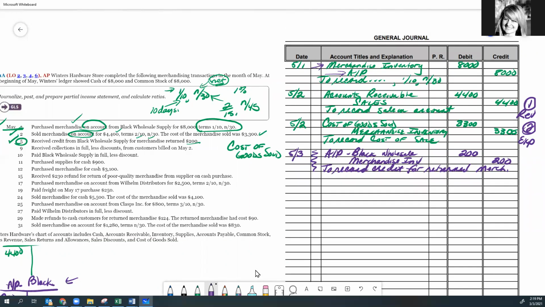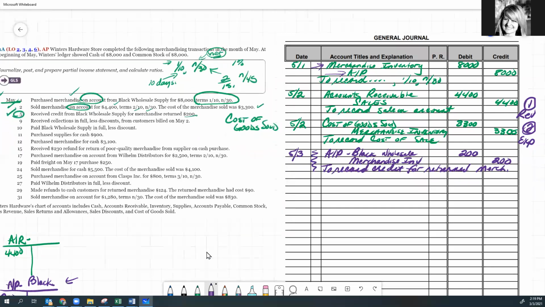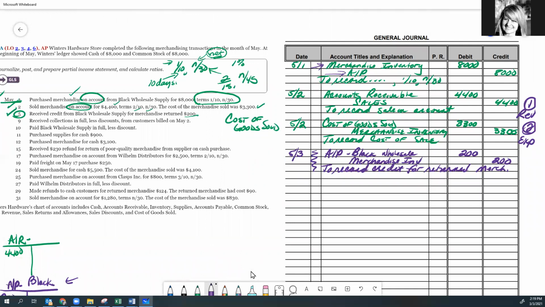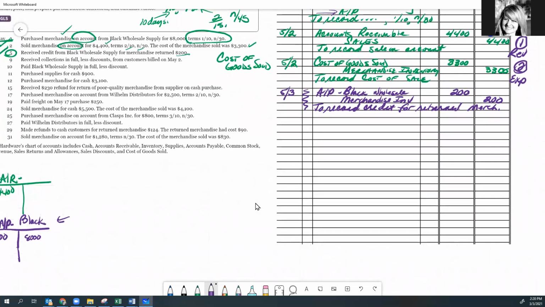If we had already paid the bill, I like to talk about this too. If we had already paid the bill such that we did not owe Black any longer, and they owed us, now we can think about that. If we didn't owe them, then they would owe us money back. So we would, instead of debiting accounts payable and making it go down, we would debit a receivable from Black and make that receivable go up. Again, that would only be if we had already paid the bill. In this case, we haven't, we still owe them. So we're going to debit the accounts payable and make it go down. Okay, let's go on to the transaction on the 9th.